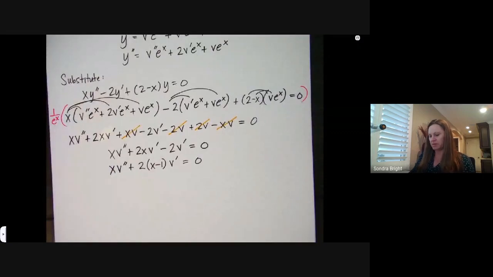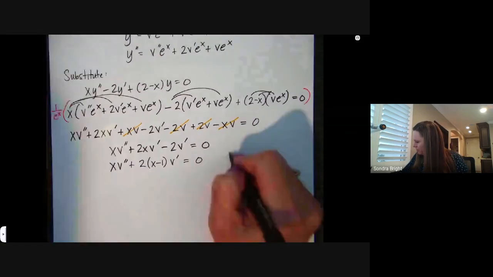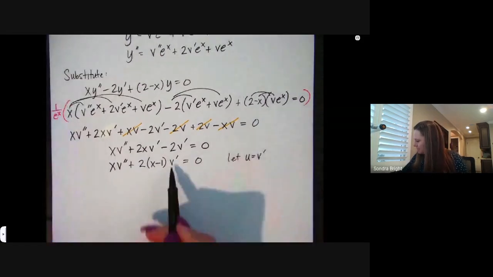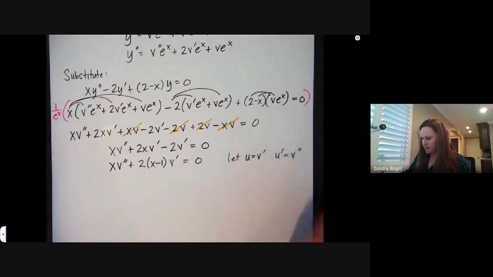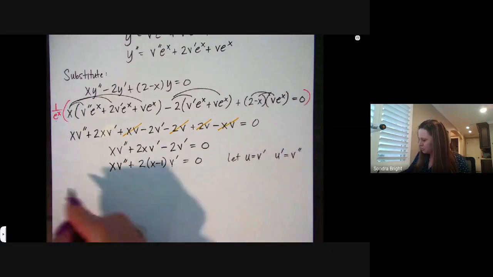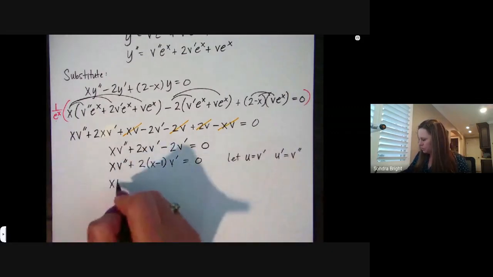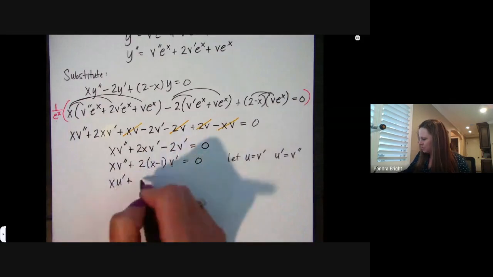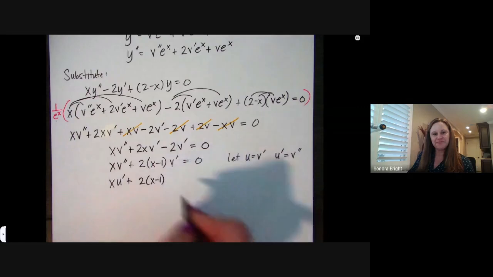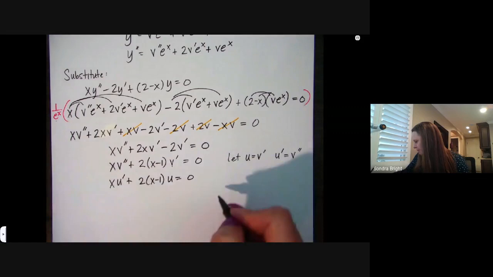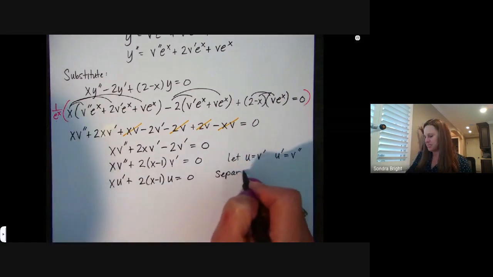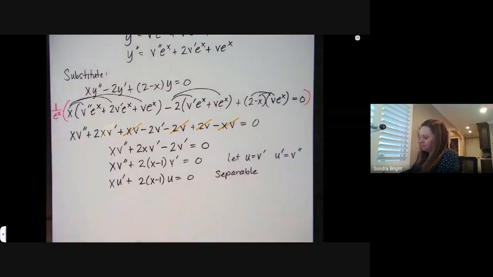I'm going to let u equal v prime. That means u prime will equal v double prime. And then this becomes x times u prime plus 2 times the quantity x minus 1 times u equals 0. And why did I do that? Because I just made it separable. Nice, right?